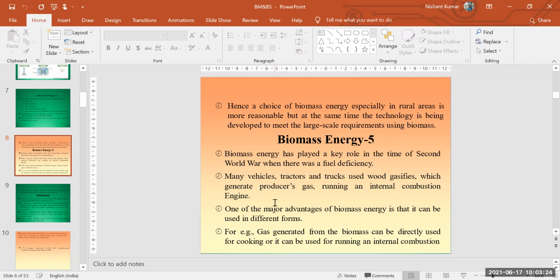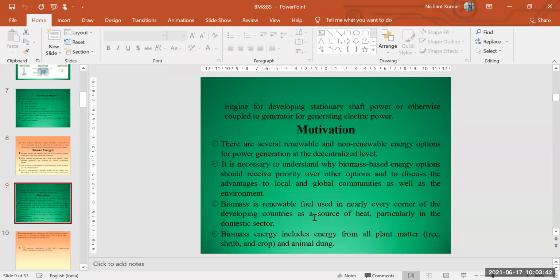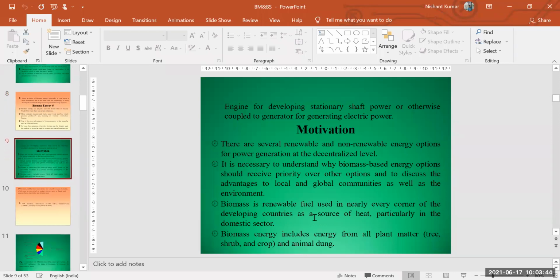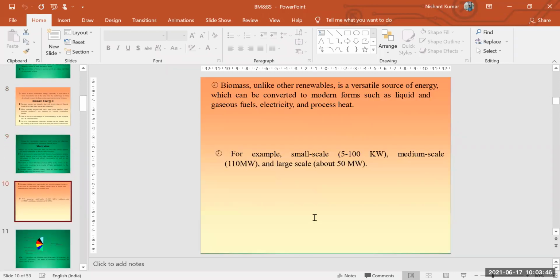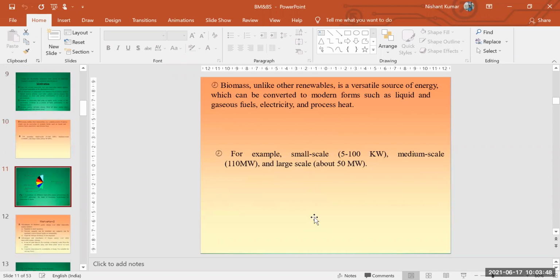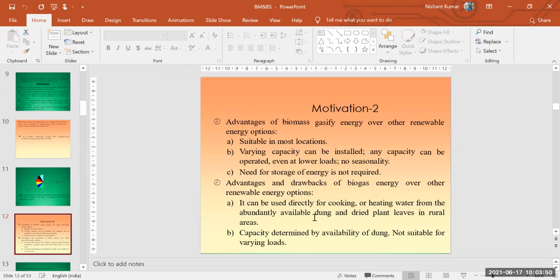One of the major advantages of biomass energy is that it can be used in different forms. It can be used directly as heat energy, it can be converted into gases, and it can be directly converted into electricity. We have seen this in the previous class. It's just a repetitive thing.